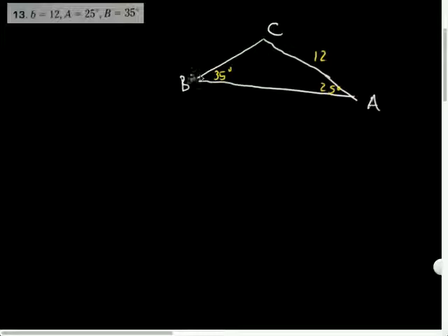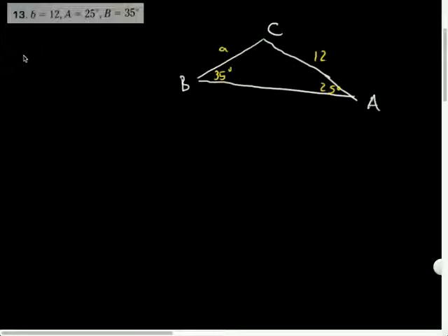Let's see, so I've got angle B, I've got side B, I've got angle A. There's two things I could find next. I could find angle C by doing 180 minus those. Or what's the other one I could find? Side A, right? Because I've got a pair of B and its angle, and I could use law of sines to find the side and angle pair for A there, right?